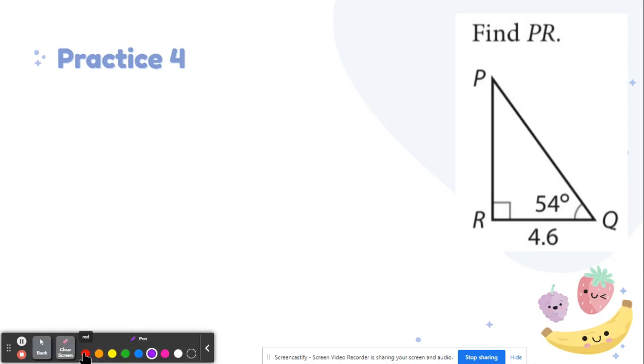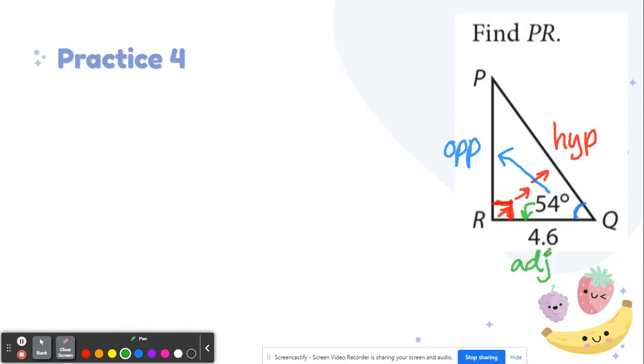So I'm going to first label my right angle. So here's my right angle. I'm going to create a little arrow with it. It's pointing to my hypotenuse. Then I'm going to identify the 54 because I can only use the acute angle they gave me. Far away from it is your opposite, which means that this guy has to be your adjacent.